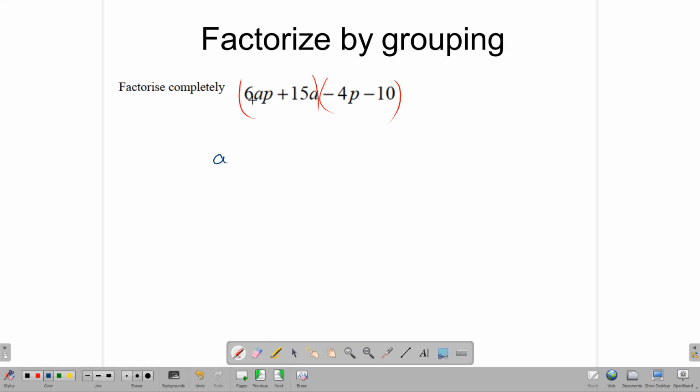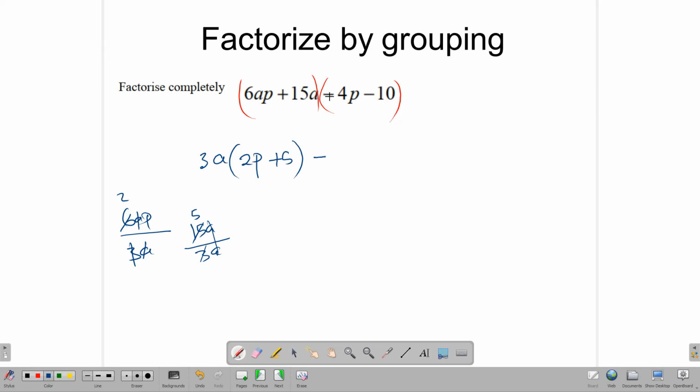Now let's look at the numbers for this bracket. We realize that we can divide both 6 and 15 by 3. That will be the highest number we can divide 6 and 15 by. So our common factor here would be 3a. And we're going to divide this 6ap and 15a by 3a. Now 6ap divided by 3a. Let's divide. 3 into 6 goes 2. The a's cancel out. And what we're left with is 2p. And then we have 15a divided by 3a. Of course, the a's cancel out. And 3 into 15 goes 5 times. So we have a plus 5 here.